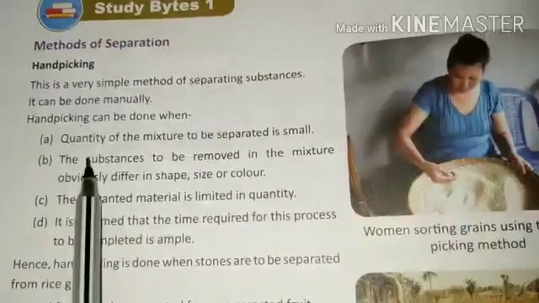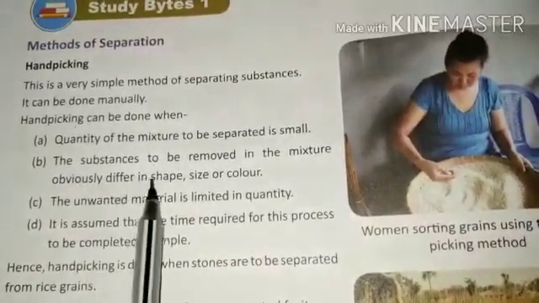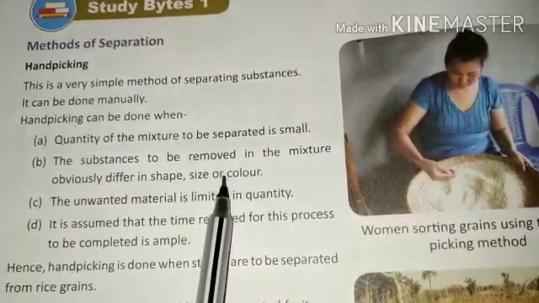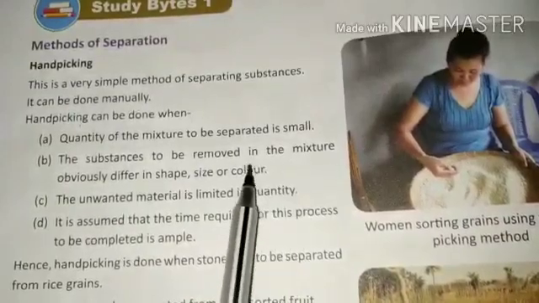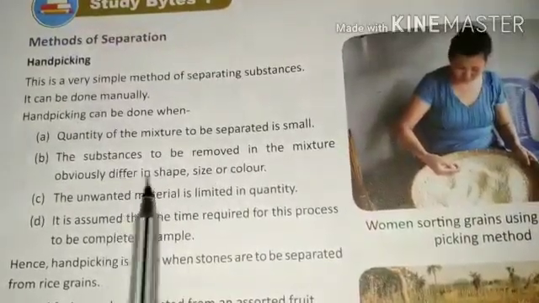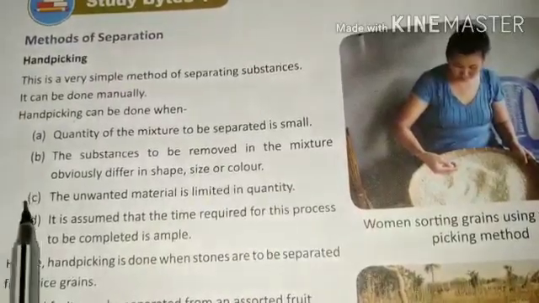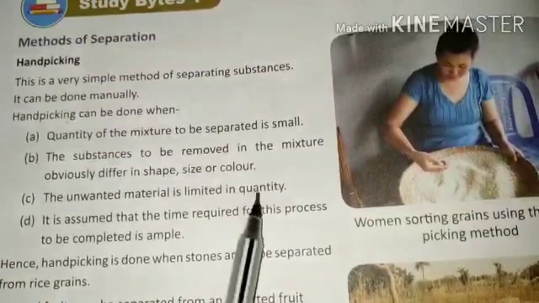B, the substances to be removed in the mixture are obviously different in shape, size and color. That means all the unwanted material that we need to remove from the grain should be of different shape, size or color. C, the unwanted material is limited in quantity.